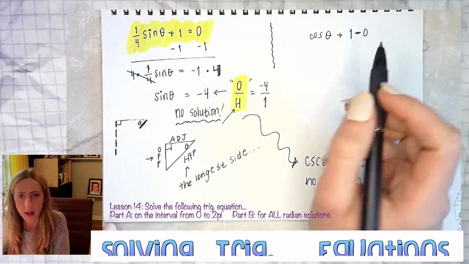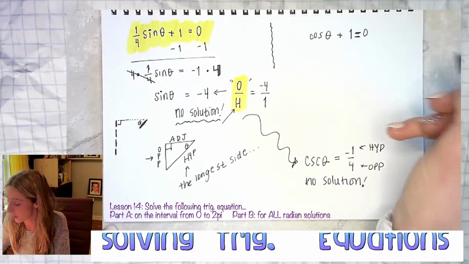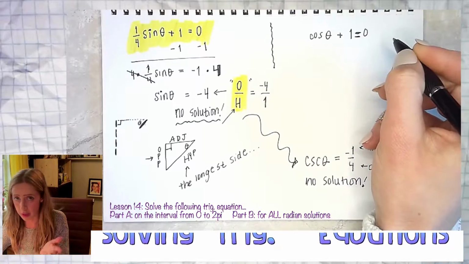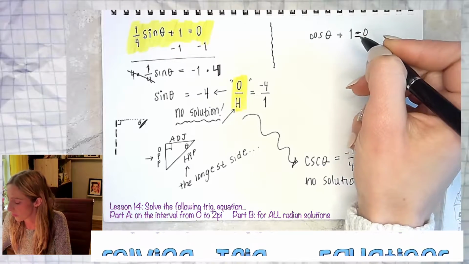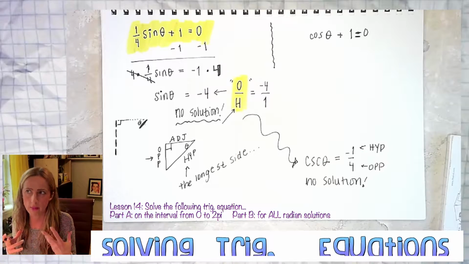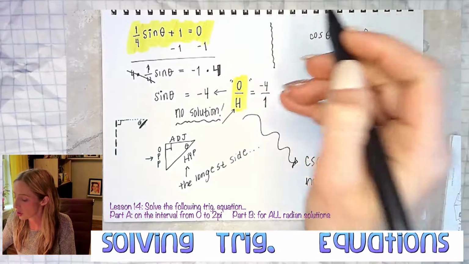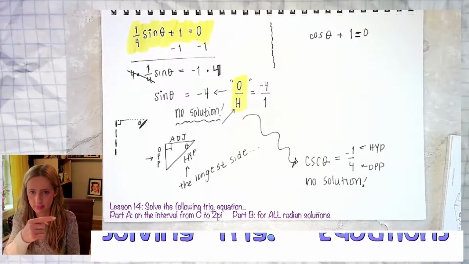Okay. Next, we have cosine theta plus 1 equals 0, and we're just solving something like this. Just to reinforce what somebody was just commenting on and asking about: getting confused about when you're supposed to use identities and when you're not. I have the directions on the screen in purple, right there.